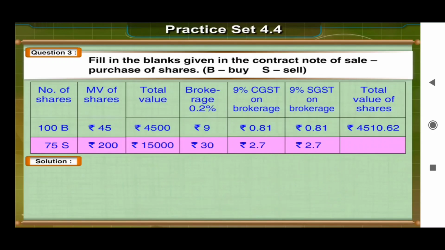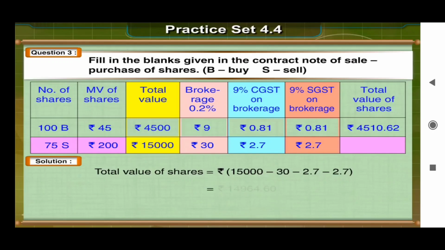The total value of shares can be calculated by subtracting the brokerage, CGST, and the SGST from the total value of shares. That is, total value of shares is equal to rupees 15,000 minus 30 minus 2.7 minus 2.7, and that is equal to rupees 14,964.60.